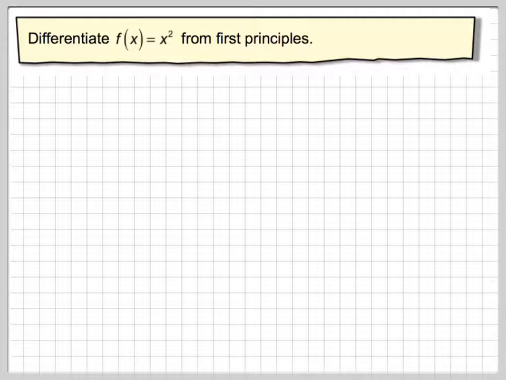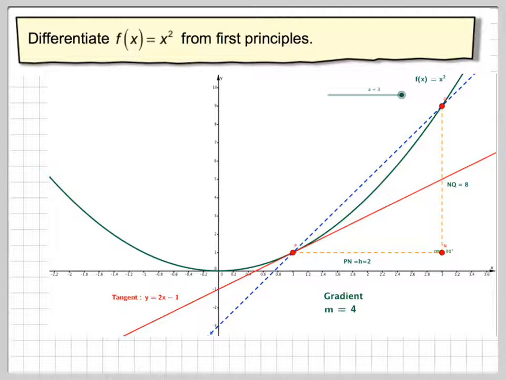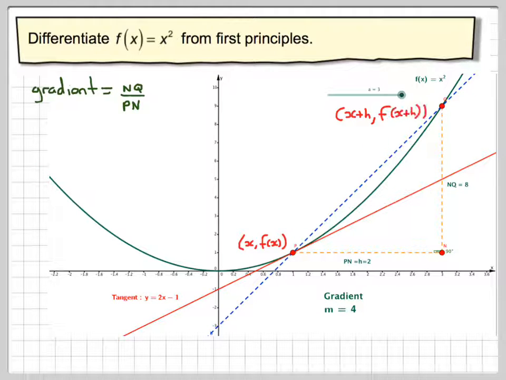So if I go back to my drawing, there's a static version of what I've just done. Okay, so the gradient is this distance divided by this distance. So the gradient is going to be equal to NQ divided by PN. And if I call this point x, some general point now, (x, f of x), and we say that this point is close to it, such that it's x plus h, and this one will be f of x plus h. Now we can say that this distance here will be f of x plus h minus f of x, and that this distance here will be x plus h minus x.